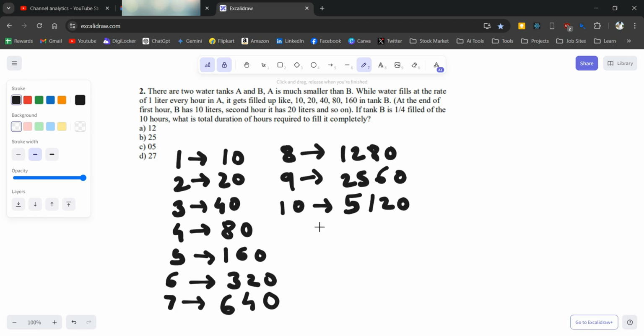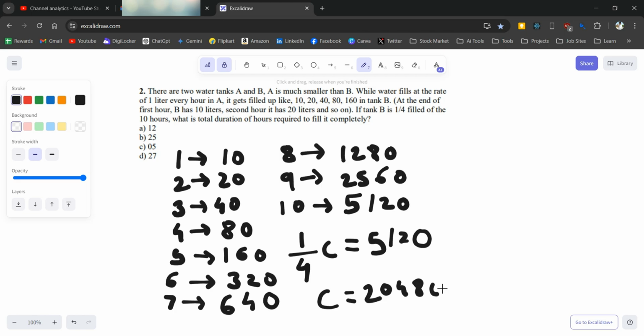And here we know that tank B is 1 by 4 filled after 10 hours. So we can consider the capacity of tank B as C. So let us consider it. 1 by 4 of C is equal to the capacity filled, that is 5120. This is after 10 hours, right? So let us get the value of C, that is the capacity of tank B. Just we have to multiply by 4. So the answer becomes 20480. So this is the capacity of tank B.